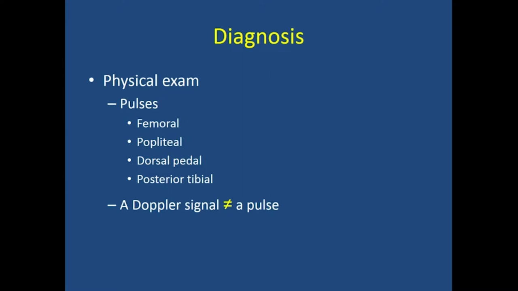And again, I'd like to remind the audience that a Doppler signal does not equal a pulse. Pulse means there's enough energy in that artery being transmitted through the arterial system that you can actually feel it. Doppler signal just means there's some flow. Doppler signal does not mean anything about the adequacy of flow. Whereas a pulse does imply adequate flow, Doppler signal just means there is some flow, doesn't mean there's good flow.